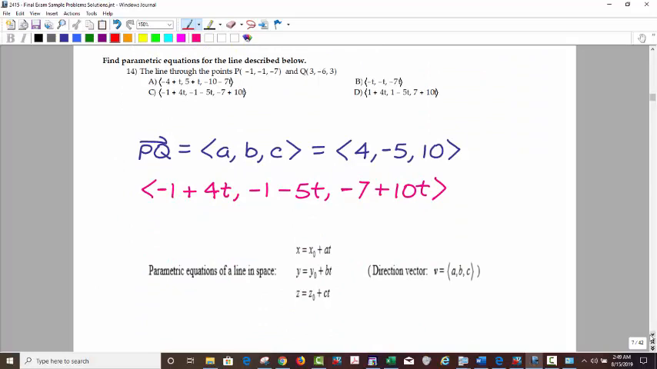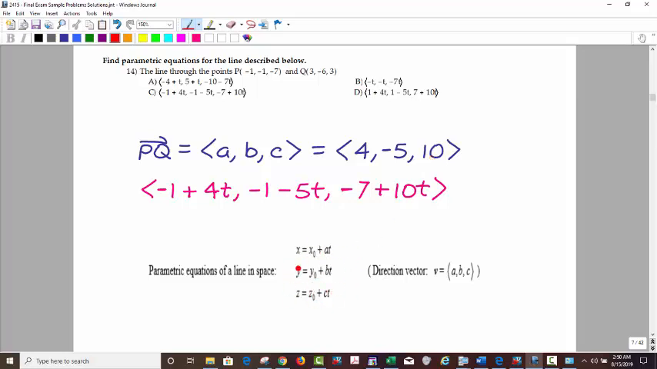Parametric equations of a line through the points. Now, all you really need to do this is either two points like we have here, or a point and the direction vector the line is going. So this one we have to create our direction vector from the two points. I'm going to get that PQ direction vector. So 3 minus negative 1 will be 4. Negative 6 minus negative 1 is negative 5. 3 minus negative 7 is 10. So those are your coefficients, and here's the formula right here.